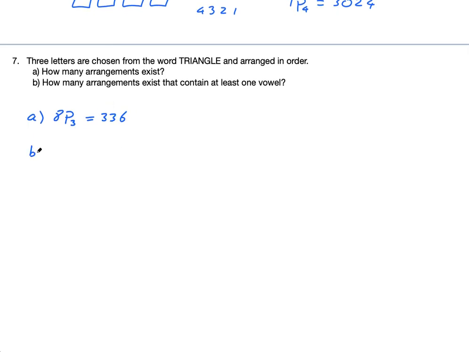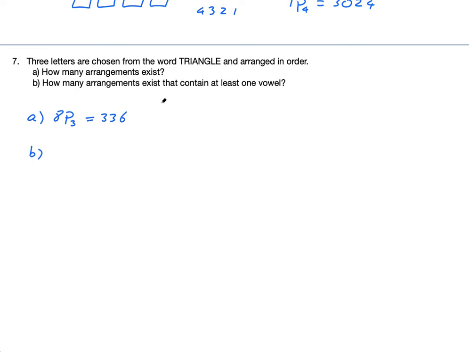Okay, and last question. How many arrangements exist that contain at least one vowel? Okay, the easiest way to do this is to look at how many arrangements exist that contain no vowels, and then we'll do 336 minus that, and that way we'll have at least one vowel. That's often the case in questions that say at least one. We'll find out the probability that there's zero, and then you just do one minus that. Well, probability or number of arrangements, whatever the case may be.